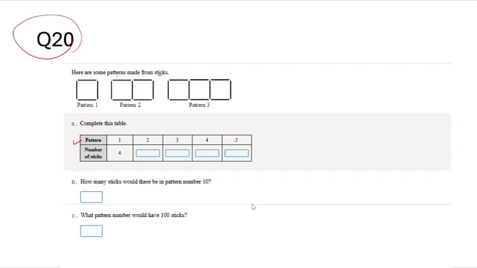For pattern 1, it is 4 sticks: 1, 2, 3, 4. Okay, for pattern 2, let's see how many sticks here: 1, 2, 3, 4, 5, 6, 7. So write 7. Okay, for pattern 3: 1, 2, 3, 4, 5, 6, 7, 8, 9, 10. So it's 10. Now for pattern 4 and pattern 5, it's not there.